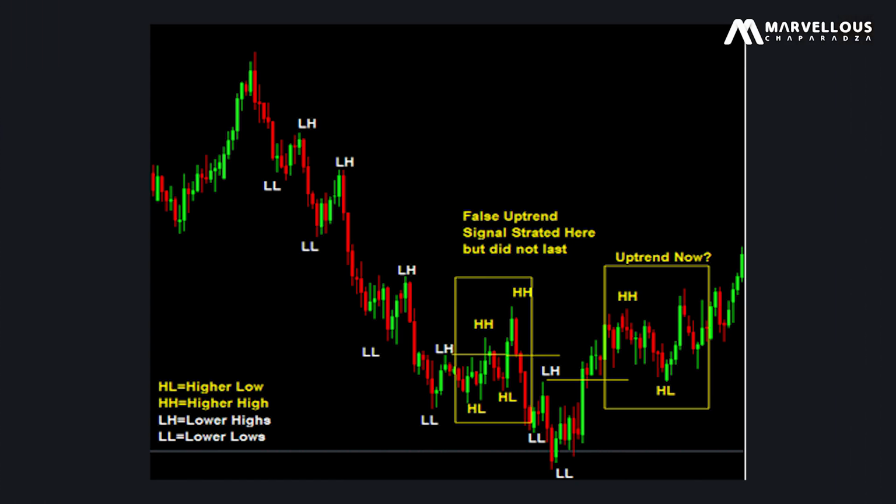Alright, so in your charts, these candlesticks will form one after the other and they will form what we call chart patterns. And these chart patterns will form what we call market trends.